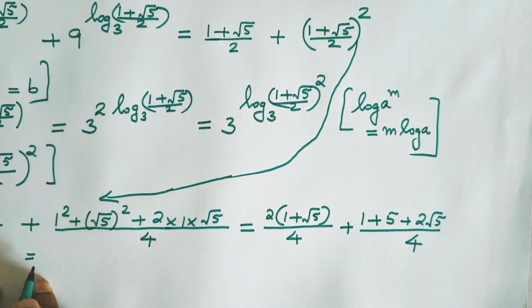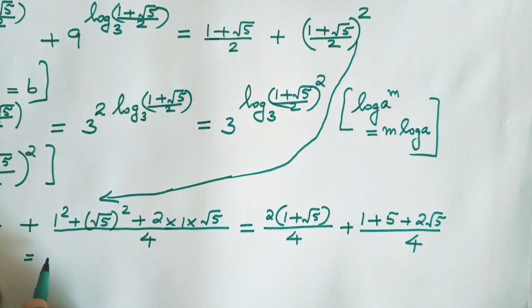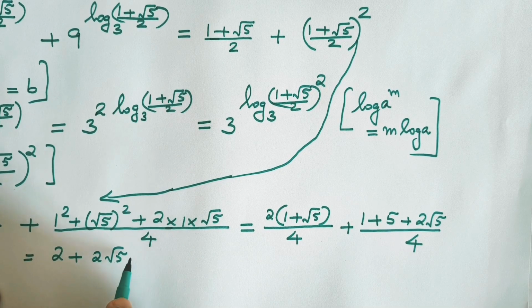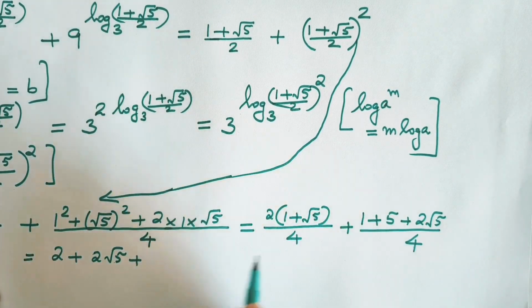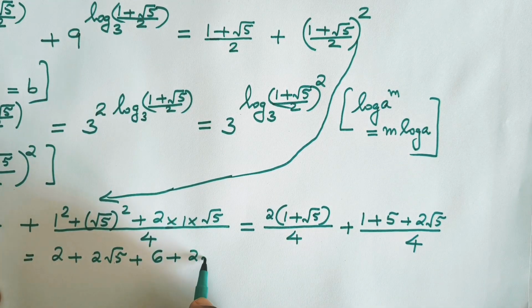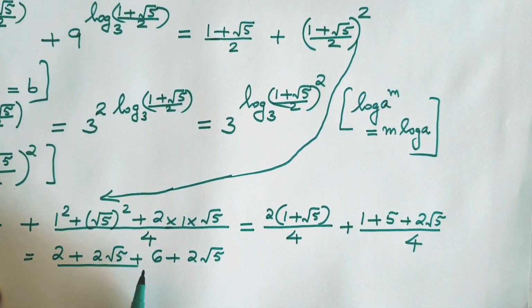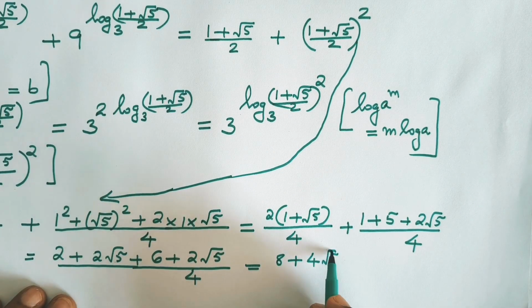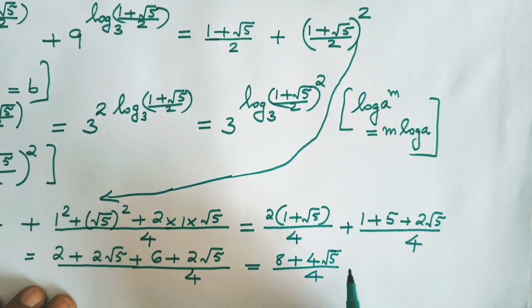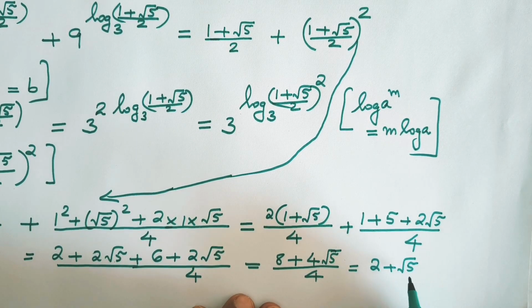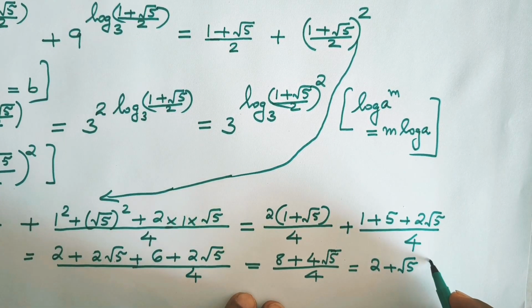Which is equal to, this is 2 multiplied by 1, 2 multiplied by root 5, 2 root 5. Same denominator. So you can combine these two. 1 plus 5, 6. Again 2 root 5, the whole divided by 4. 6 plus 2, 8. 2 root 5, 4 root 5 divided by 4. Now dividing each of these terms by 4, you will have 2 plus root 5. So this is the left side.